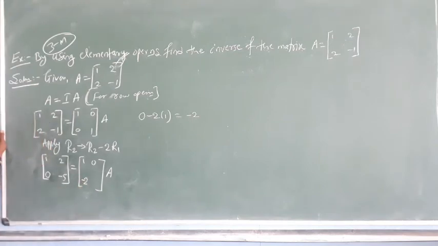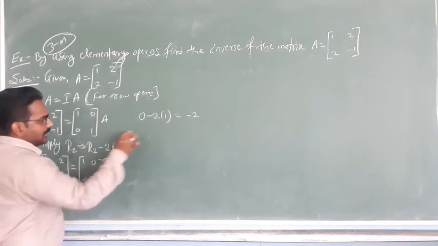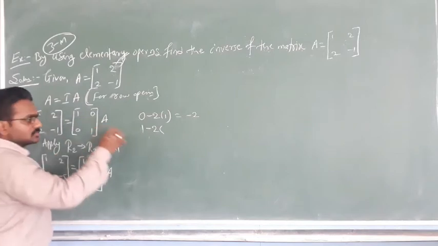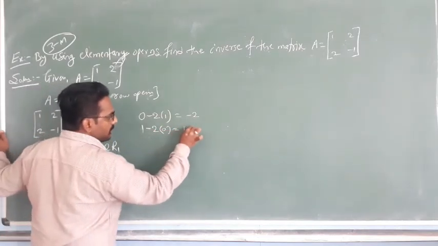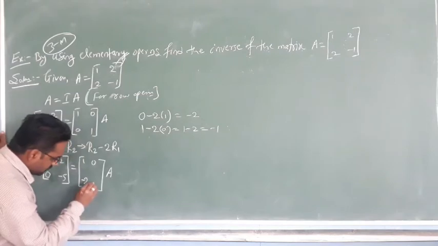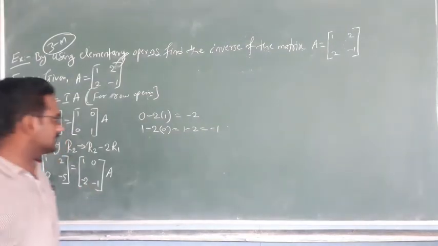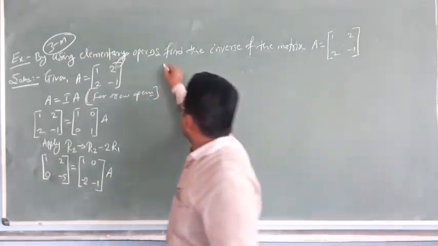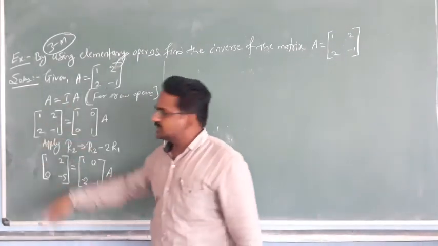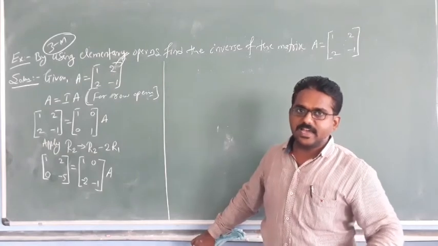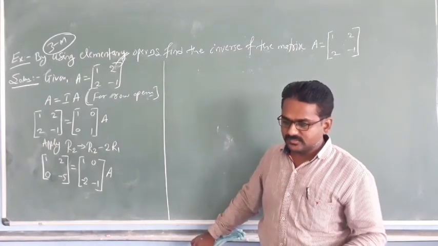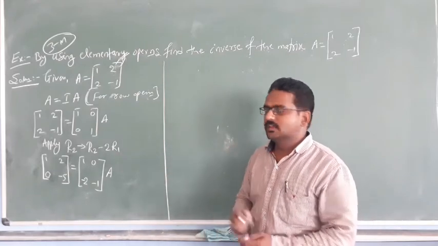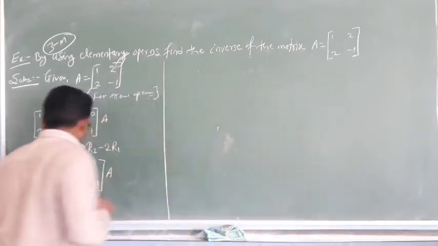Write it here. Next, the second element, what is here? 1. So 1 minus 2 into what is the second element in the first row? It is 0. So 1 minus 2, that is minus 1. So observe the calculation, students, here. How it converted. So what is our motto? You have to convert the LHS matrix into the identity matrix. So in such a way you have to perform the operations. Okay, so let us begin the next calculation.